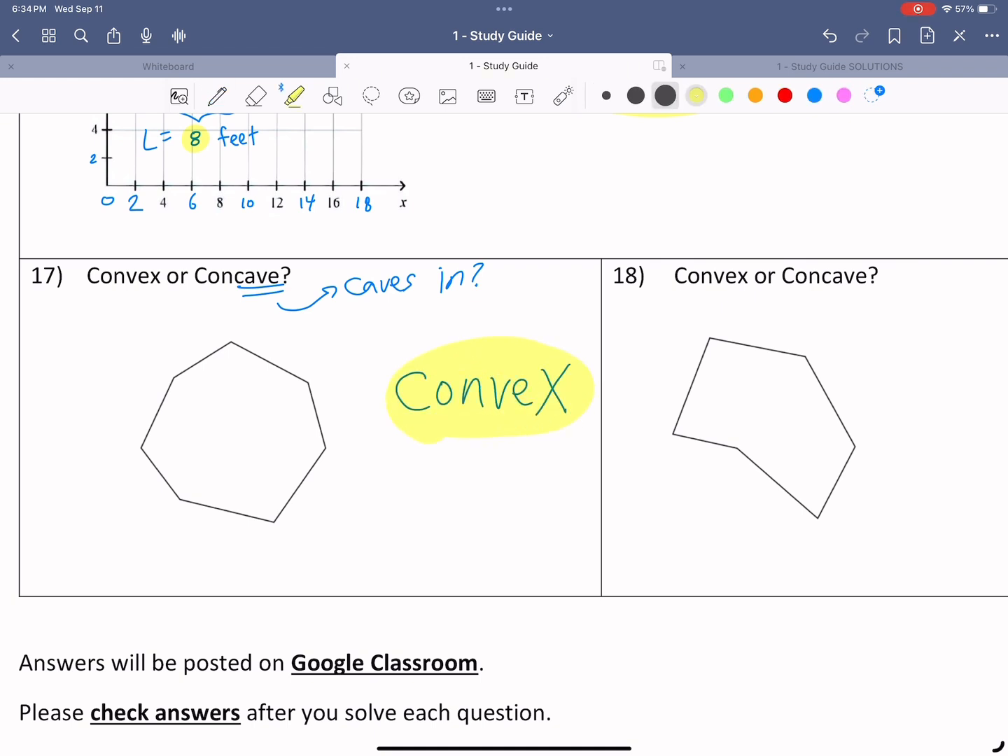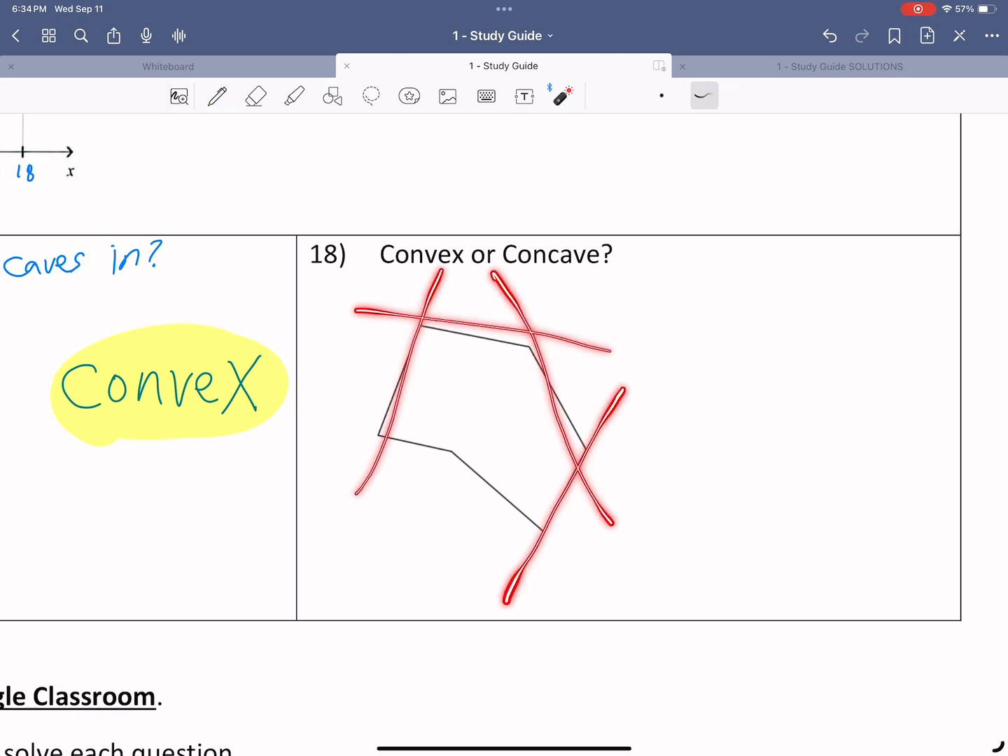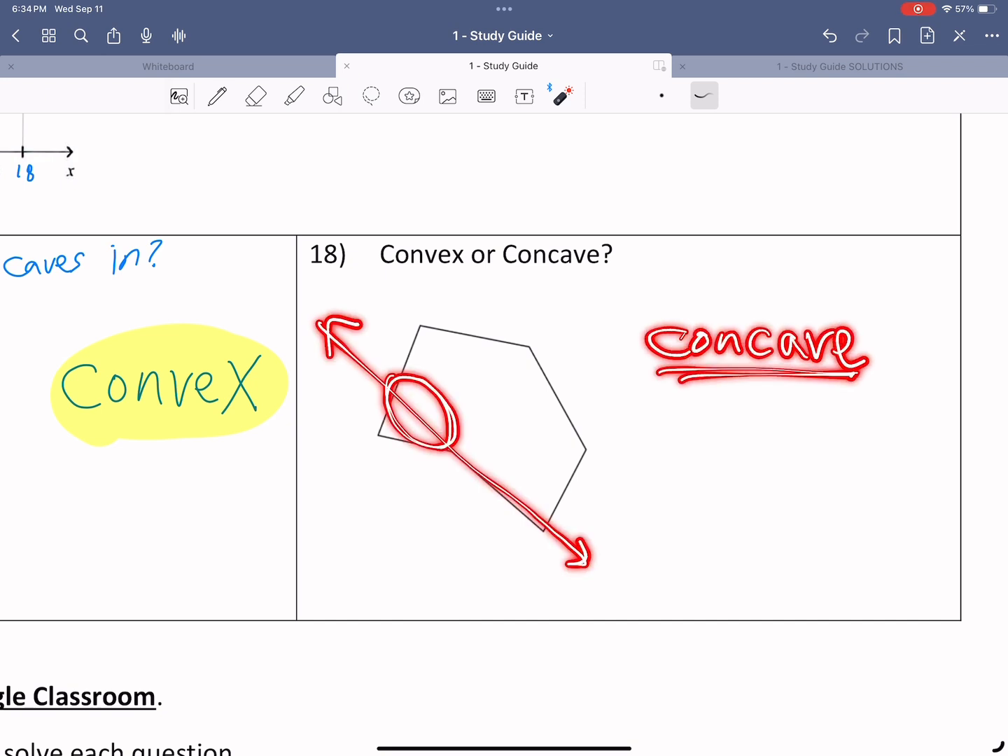Convex or concave? Okay, let's try that test again. Does it cave in? No, no, no. Oh, it does, right here. Let me erase it again. Boom. Notice how it caves in here. This junction right here, it caves in. So this is concave. Okay, it caves in.